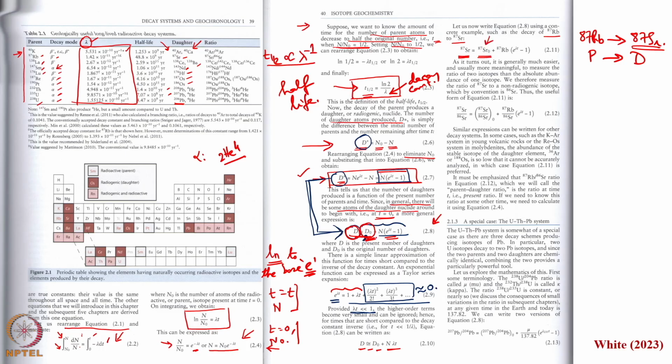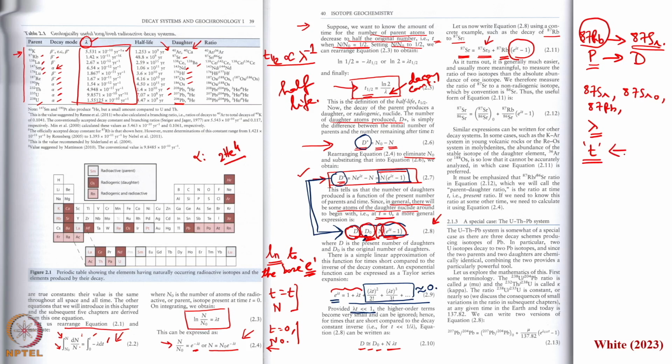Then plus N, where N here is the parent, 87 Rb, multiplied by e to the power lambda t minus 1. So, it is written here. Now, from the rock, if we can find out the 87 Sr0 concentration and the 87 Rb concentration, and if we know the lambda value for this decay of Rb to Sr, then we can calculate time t, the age of the rock.